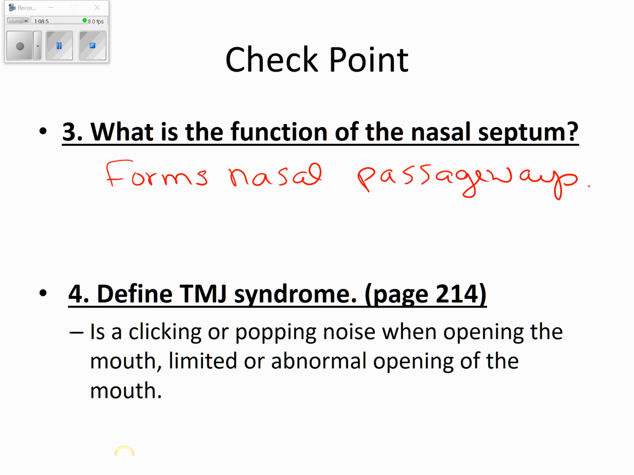So define TMJ. Remember, that's temporomandibular joint syndrome. Again, ignore this page number. That's from an old book. But that is a clicking or popping noise when opening the mouth. It's limited or abnormal opening of the mouth. It can sometimes be caused by improperly aligned teeth. It can be due to trauma to the head. If someone has a habit of grinding or clenching their teeth, it can cause that as well.